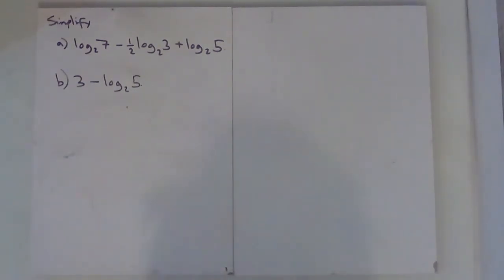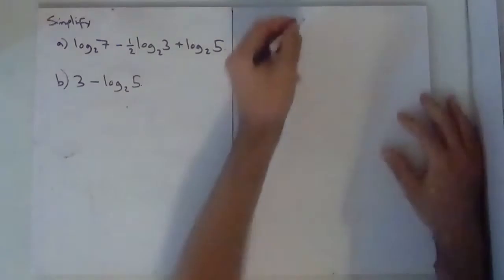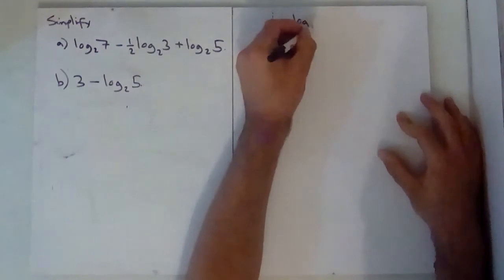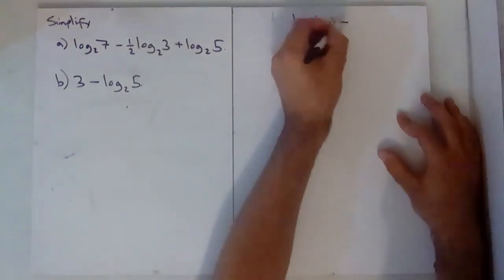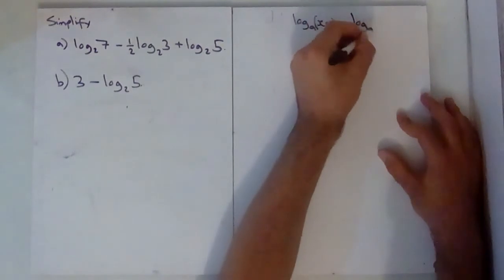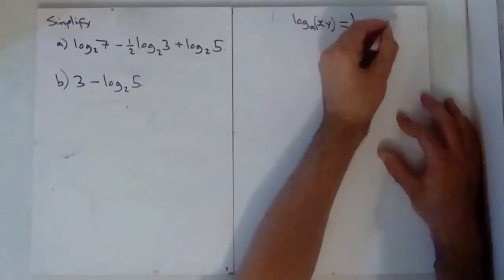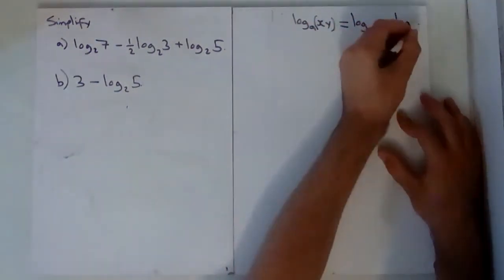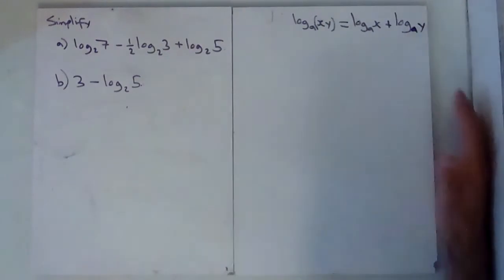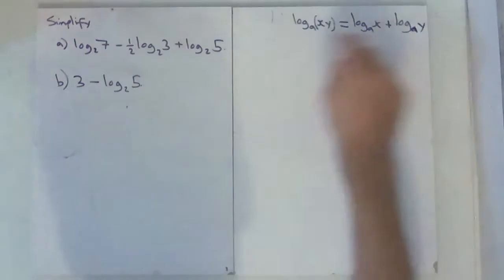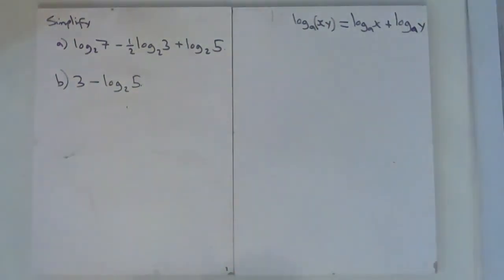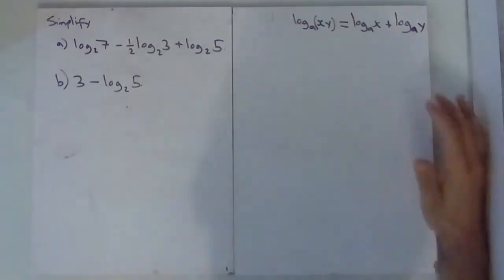So if I just write down the three log laws that you need to know. Log base a of xy equals log base a of x plus log base a of y. It doesn't work if your base is different, so just notice it's all log base a. But once you have this, you can use it for any a.